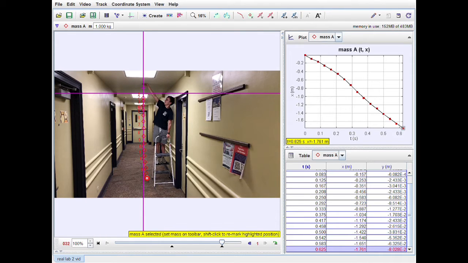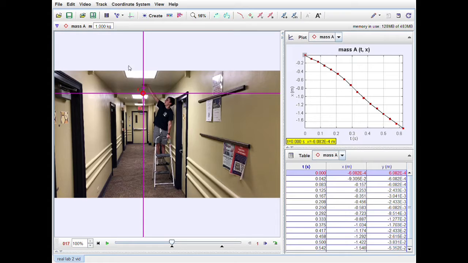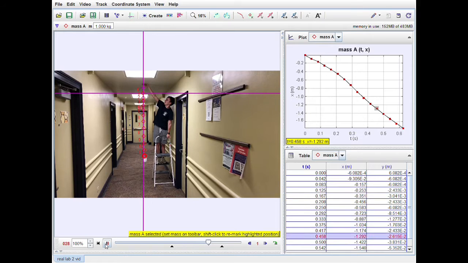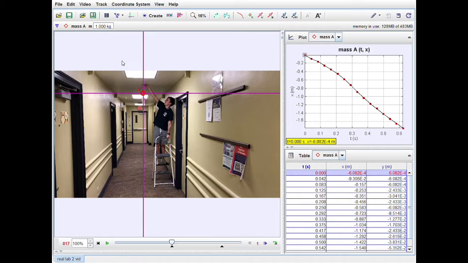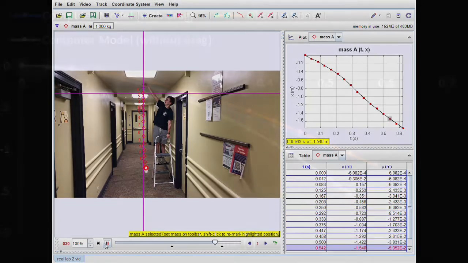The cup starts at the top, and in Tracker I put the origin so it starts at the top, and it goes straight down in the negative y direction. At the top, it starts slow, and due to gravity, it speeds up, so at the bottom, it's going pretty quick. And here's my graph.